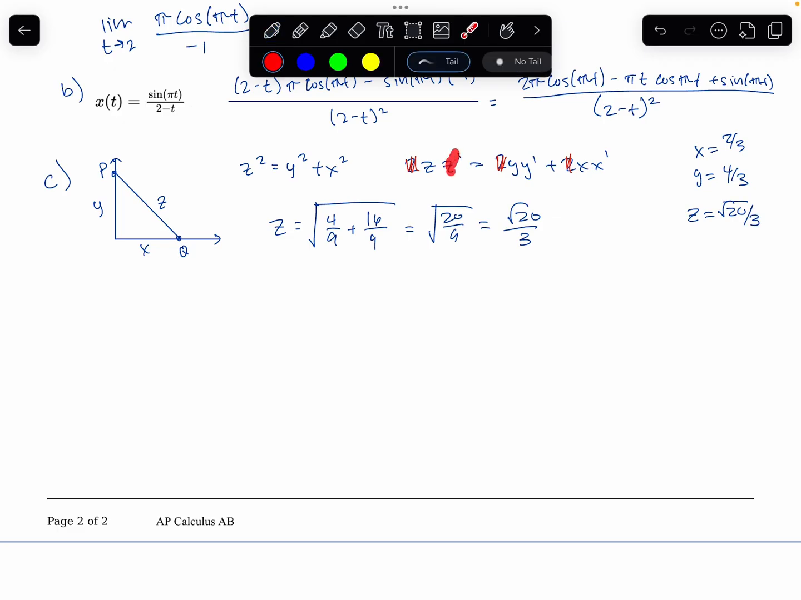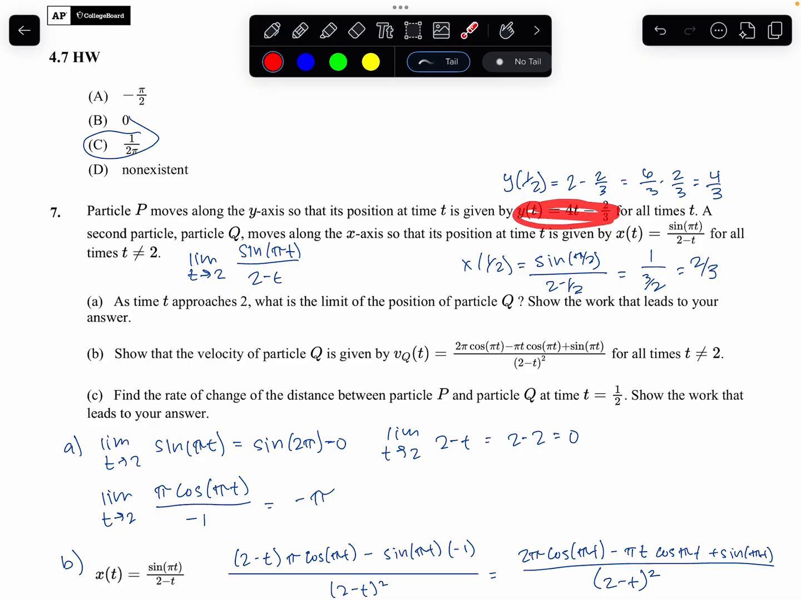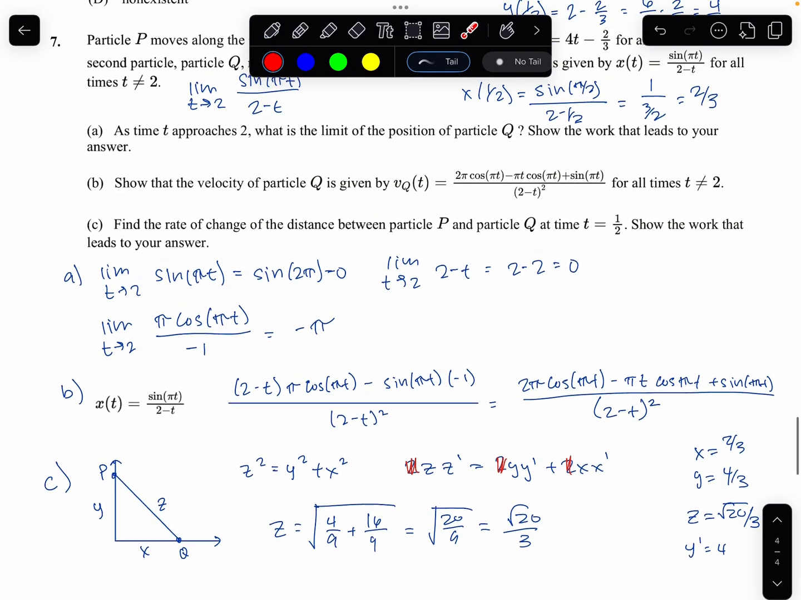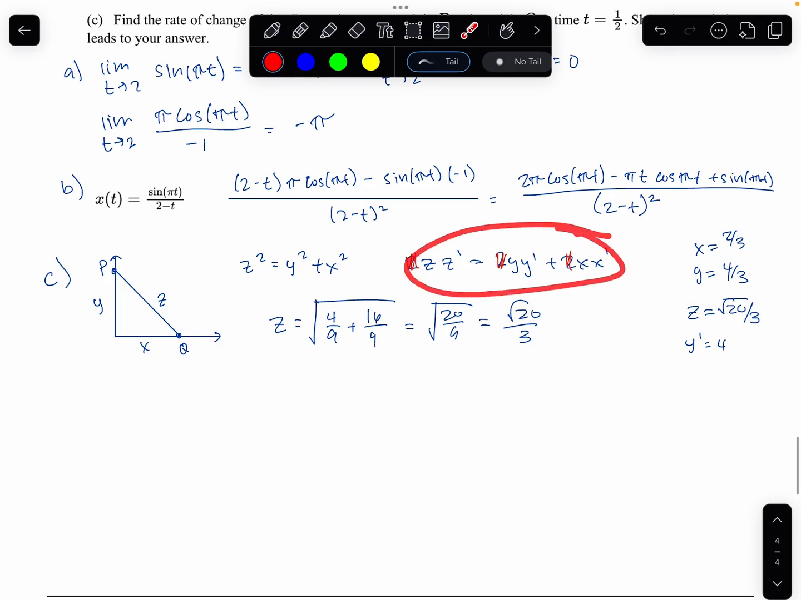Okay, now I'm trying to find z prime. Y prime is going to come from the derivative, so we need to take the derivative of that right there, and the derivative of that is just going to be 4. And so y prime is going to be equal to 4. X prime, this is kind of where the worst part comes in. X prime is going to be, well, we already found x prime. X prime is here. So this is what x prime is, and you're going to plug in 1/2 for t right here, and you're going to get x prime, and then you're going to have everything that you need for that right there.